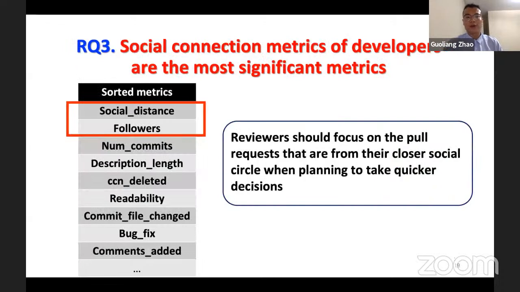In the third RQ, we found the social connection metrics of developers are the most significant metrics in affecting the performance of our learn-to-rank models. The two most important metrics are social distance and followers. Social distance isn't the physical social distance we're trying to keep now. It's the social network distance between developer and reviewer. And followers means the number of followers that a developer has on GitHub. The implication here is reviewers should focus on the pull requests that are from their closer social circle when they're planning to make quick decisions.